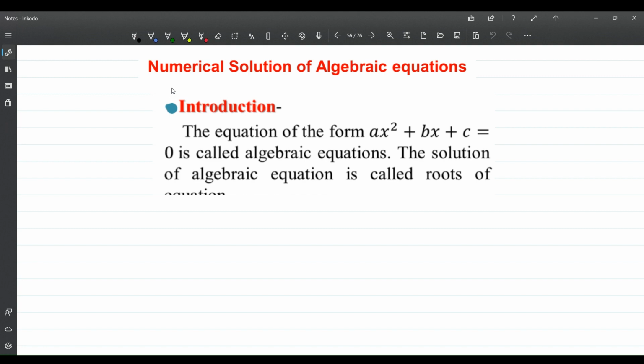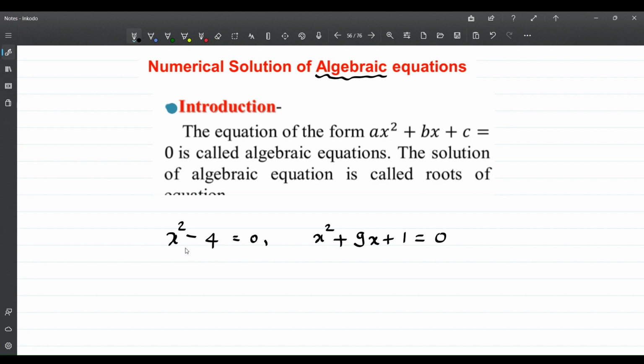Welcome all to our next session, numerical solution of algebraic equations. First, what is meant by algebraic equations? Algebraic equations means one equation in one variable, like x square minus 4 is equal to 0, or x square plus 9x plus 1 is equal to 0. These types of equations are called algebraic equations. The solutions of these algebraic equations are called roots of the equations.